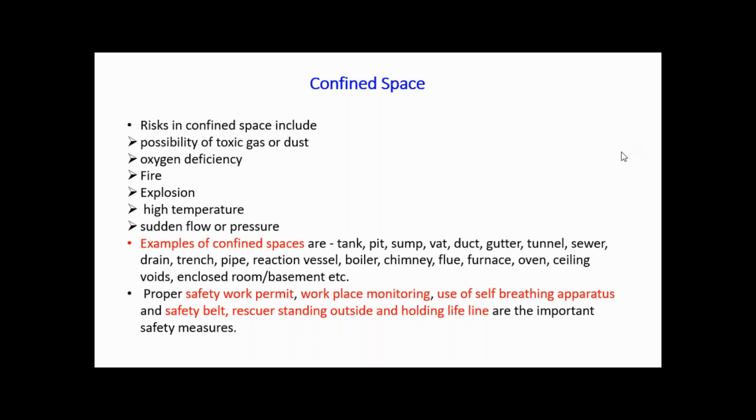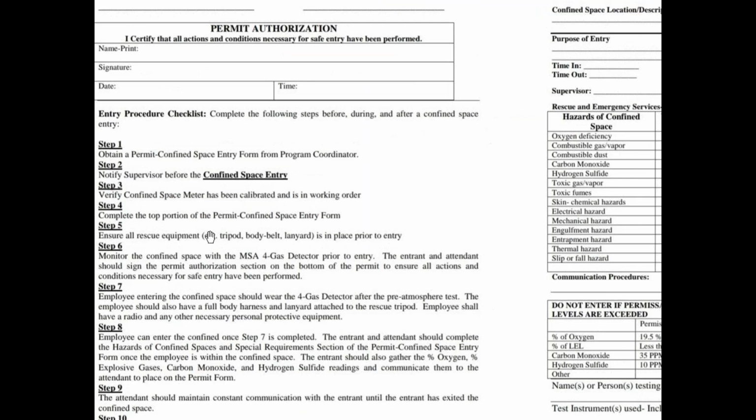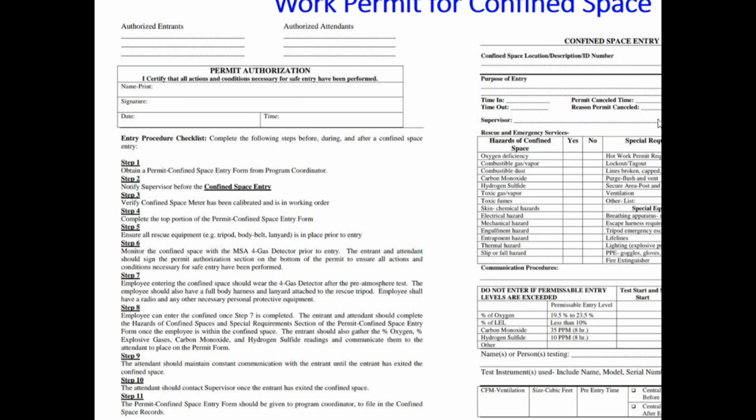So we have to follow some safety and precautionary measures before starting this work in confined spaces. This is an example or sample of a format for the work permit system. Authorized entrants, those who are going to enter that area, and authorized attendants. Then permit authorization: I certify that all actions and conditions necessary for safe entry have been performed. Then the name of the person, signature, date and time. Entry procedure checklist: we have to complete all these steps.